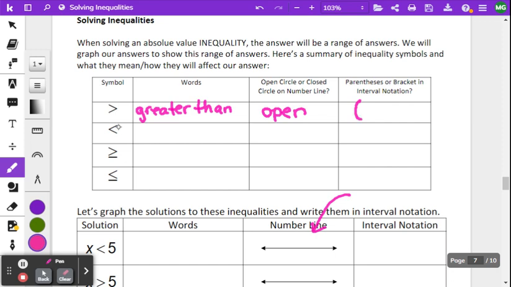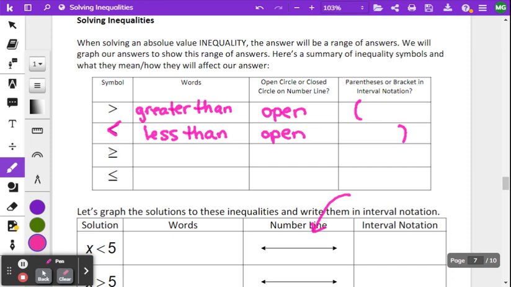Okay, the next symbol, it kind of looks like an L, like a little wonky L, right? So that's the less than symbol. That will also be indicated with an open circle on our number line, and it will also look like a parenthesis in our interval notation. And again, I'm going to put this all together in a moment, so let's just get this down.